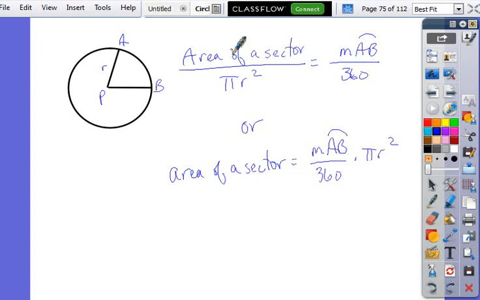If it specifically asks for area of a sector, I'm going to do this one right here. If it says what's the area of the sector, I'm doing degree over 360 times pi r squared. If it's asking for anything else, I'm going back to the proportion at the top. So area of a sector is the bottom one. Only do it for that. Anything else, we're doing the top one.